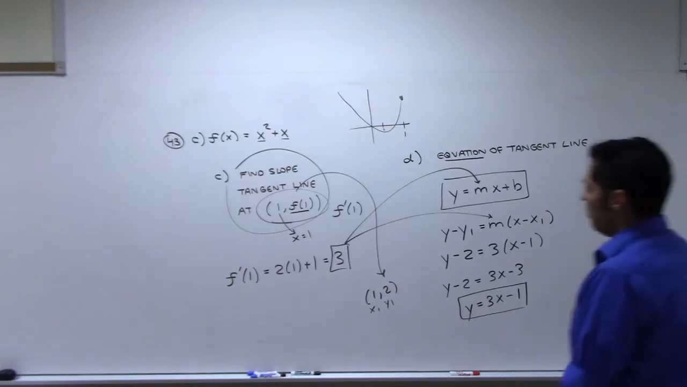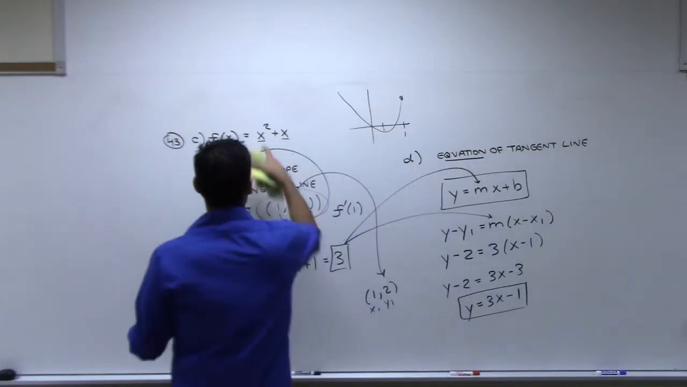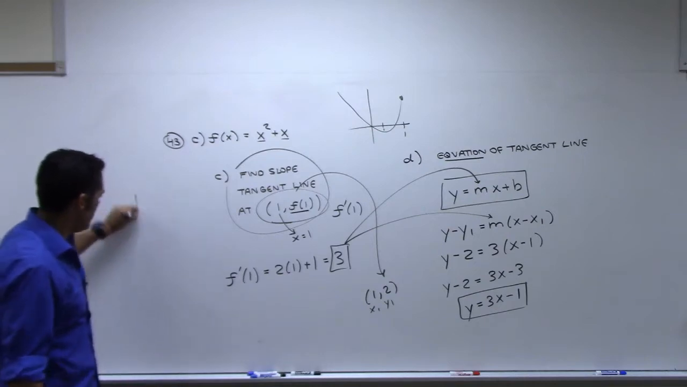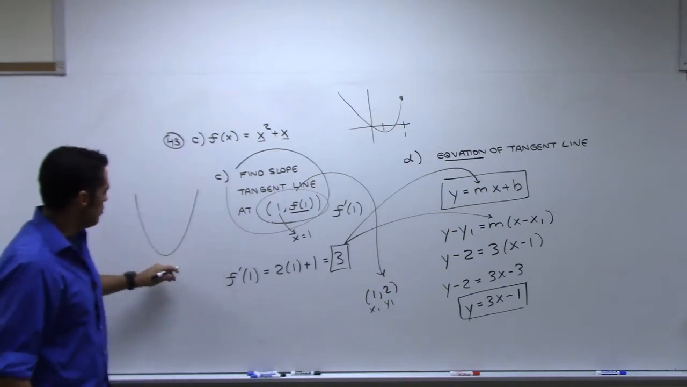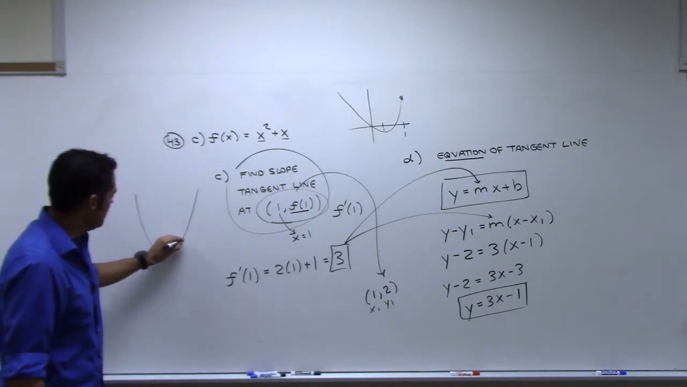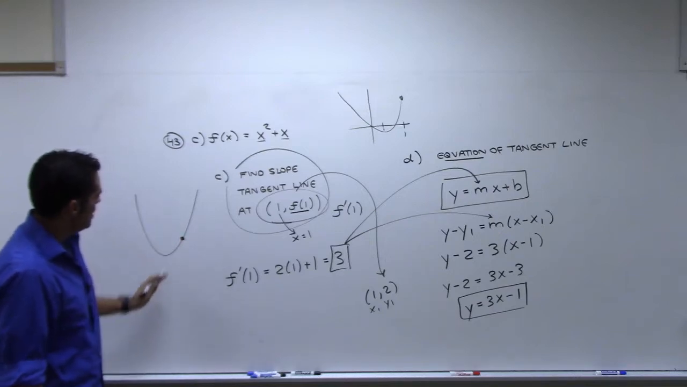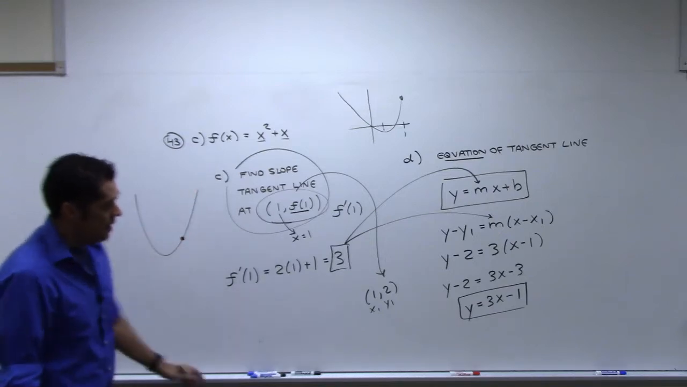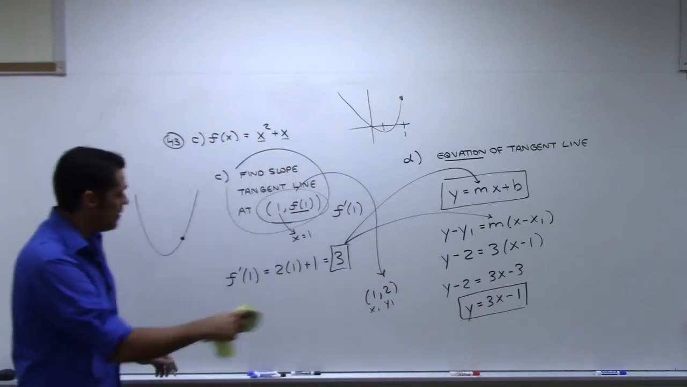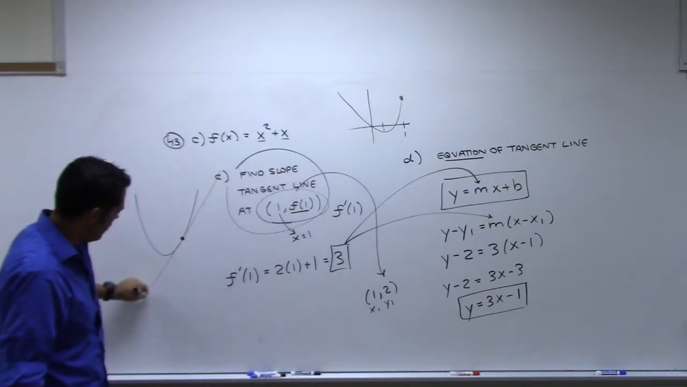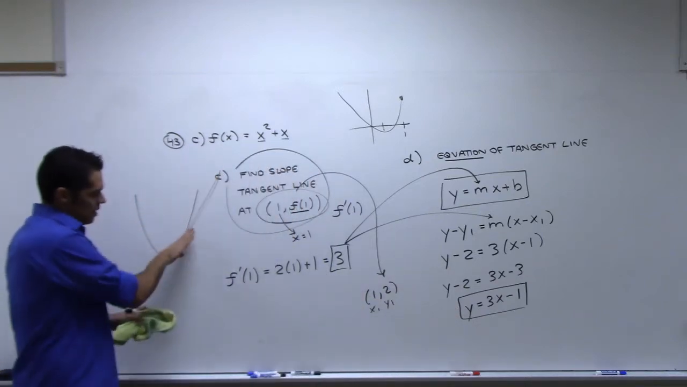So this says that if we were to graph this parabola, okay, and then go to x equals 1 and go to the graph, there is a tangent line through here. And that is the tangent line. If we were to graph that line, it would come through and hit that graph right at that point, and it would run tangent to our curve.